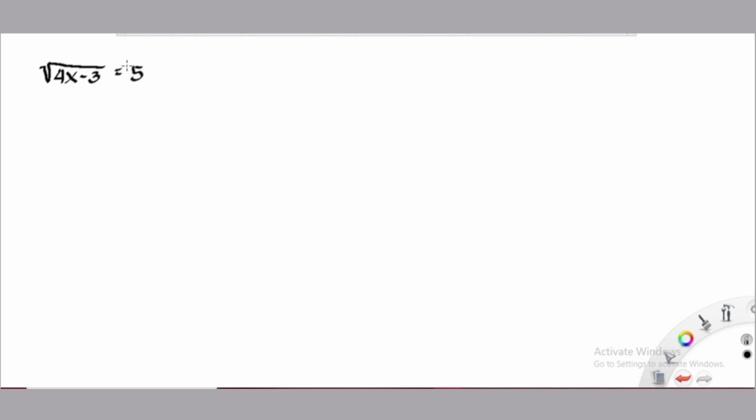So this is an equation because of the equal sign, and this is a radical equation because inside the radical sign is a variable x. Another example is the cube root of 2x equals 4. So kapareho sa una nating example, inside the radical sign is the variable x. So now, how do we solve radical equations?